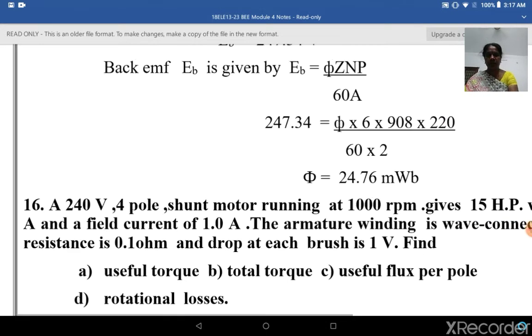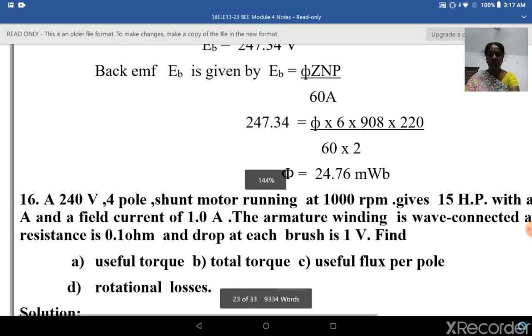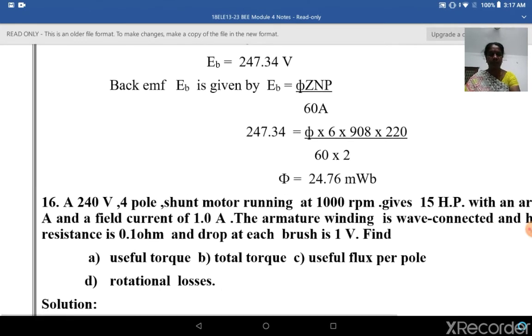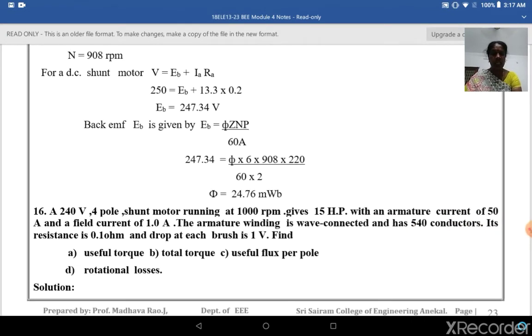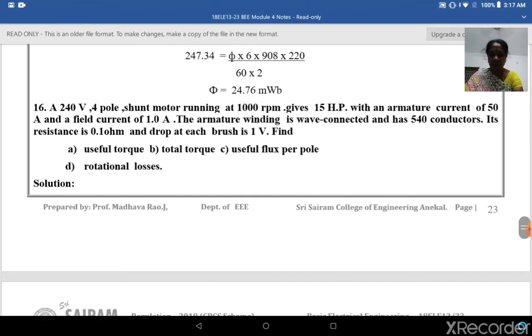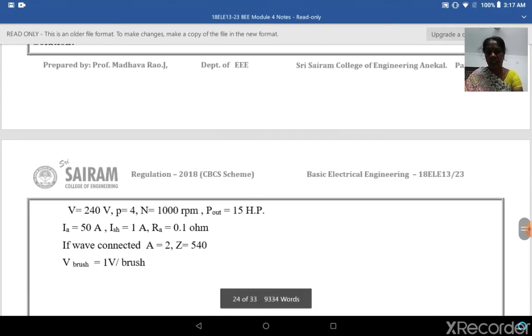Next. Here, a 240 volt, 4 pole shunt motor running at 1000 rpm gives 15 horsepower with an armature current of 50 amps and a field current of 1 amp. The armature winding is wave connected and has 540 conductors. Its resistance is 0.1 ohm and the drop at each brush is 1 volt. Find the useful torque, total torque, useful flux per pole and the rotational loss.